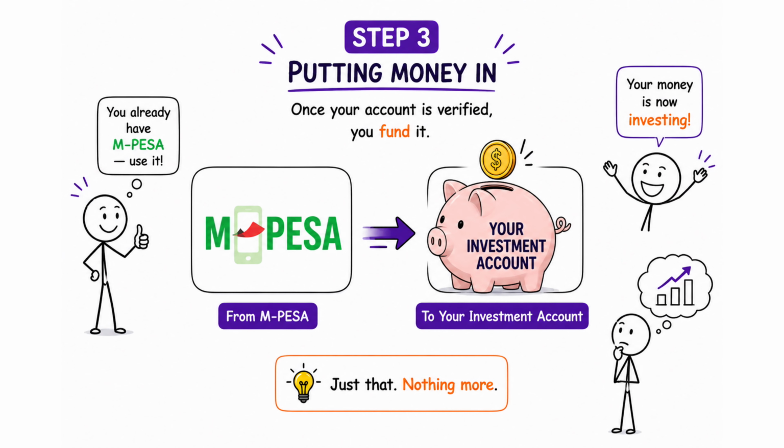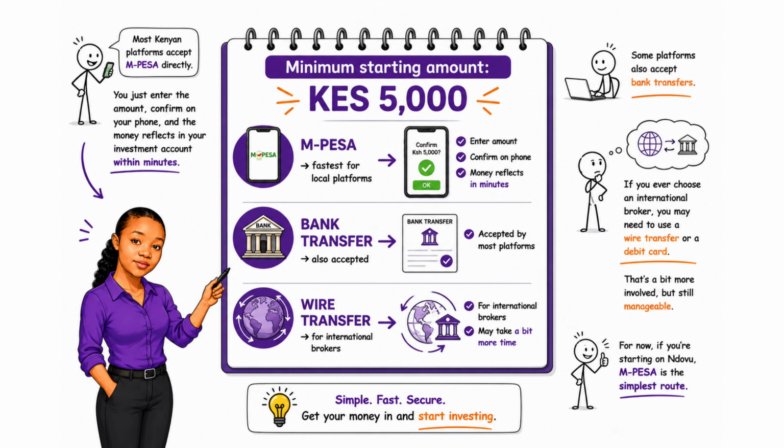Step 3, putting money in. Once your account is verified, you fund it. Most Kenyan platforms accept M-PESA directly. You just enter the amount, confirm on your phone, and the money reflects in your investment account within minutes. Some platforms also accept bank transfers. If you ever choose an international broker, you may need to use a wire transfer or a debit card, that's a bit more involved but still manageable. For now, if you're starting on Ndovu, M-PESA is the simplest route.